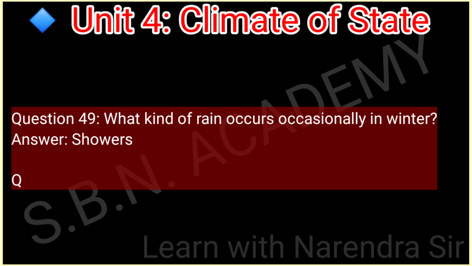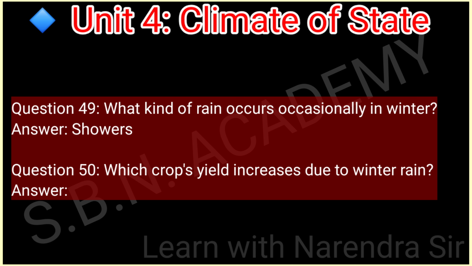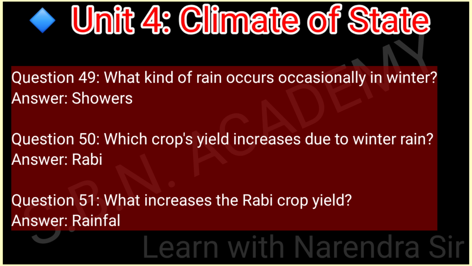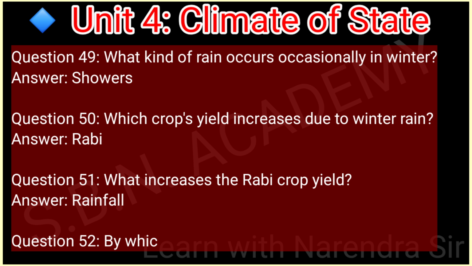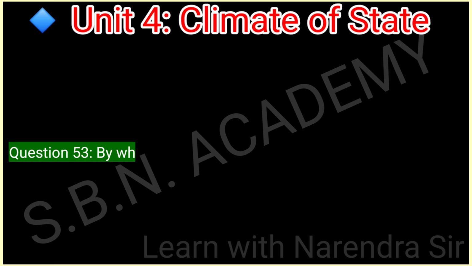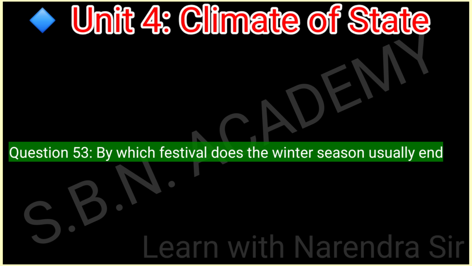Answer, showers. Question 50. Which crops yield increases due to winter rain? Answer, Rabi. Question 51. What increases the Rabi crop yield? Answer, rainfall. Question 52. By which month does winter start to decline? Answer, February. Question 53. By which festival does the winter season usually end?